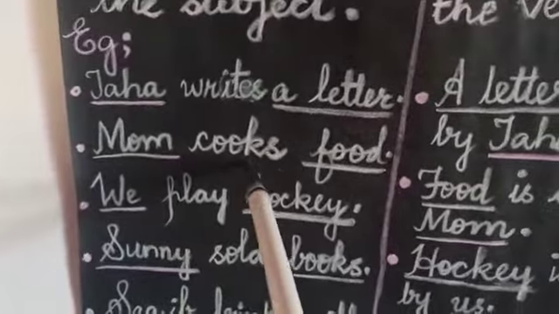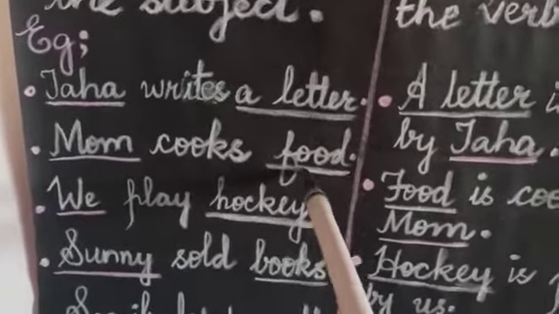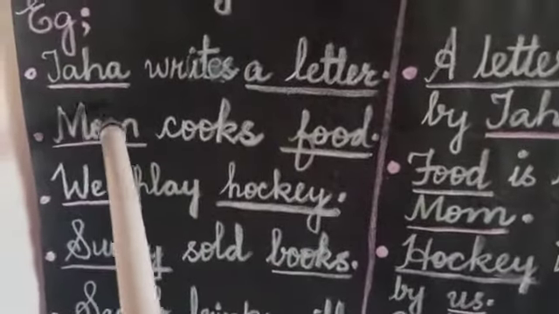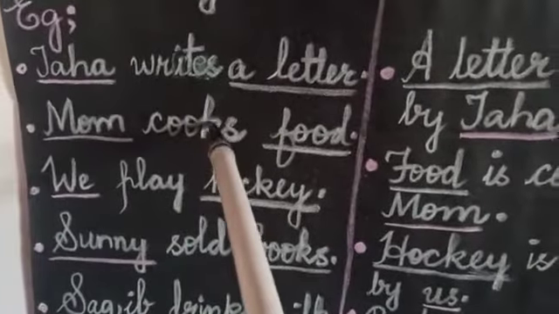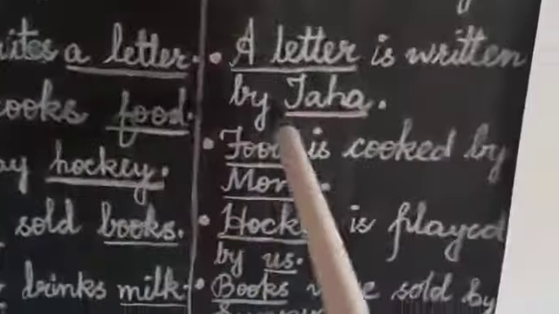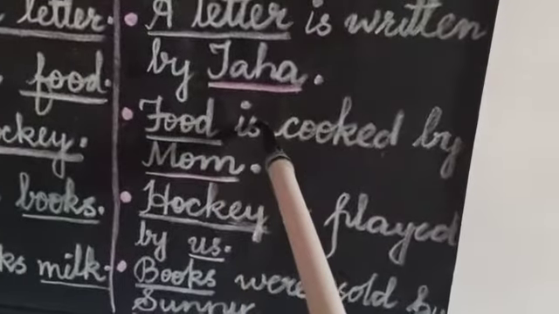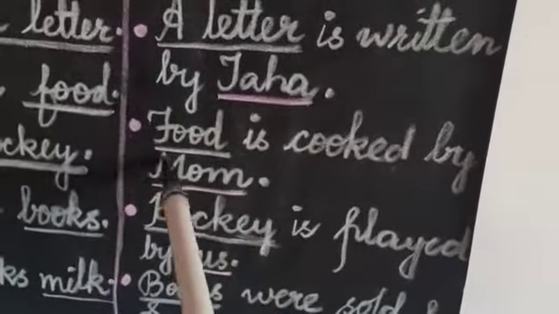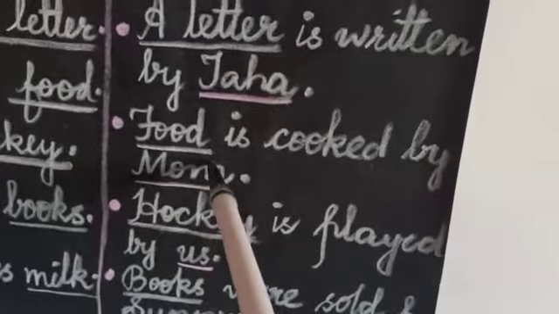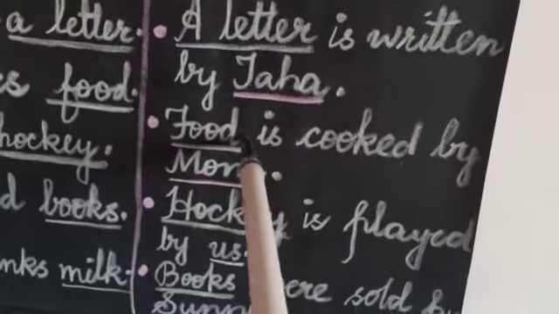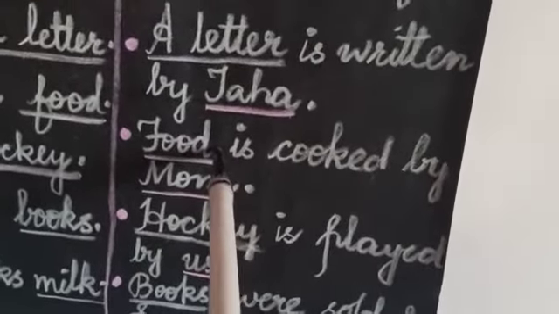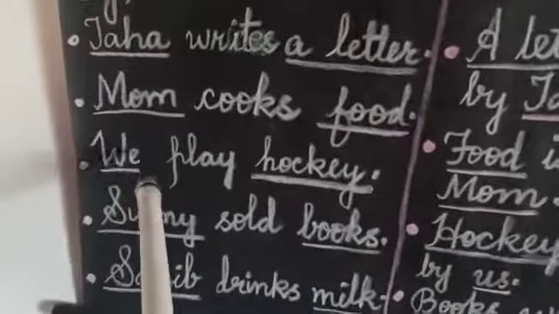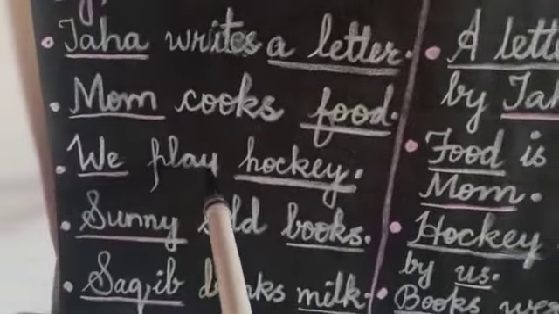Mom cooks food. You see, my dear students, mom is performing the action, she cooks food. So here mom is the subject, she is the doer of this action, cook. Now you see here, food is cooked by mom. Here we are laying emphasis on this food, we are paying great stress on this food. So here food is the subject, but it is not the doer of the action, it is the receiver of the action.